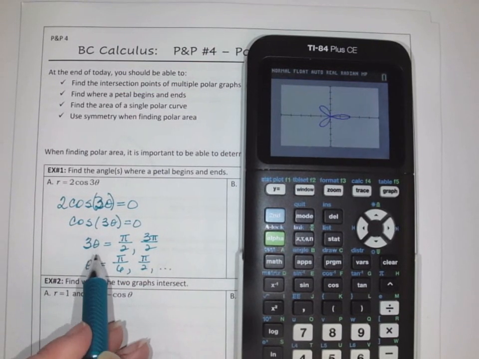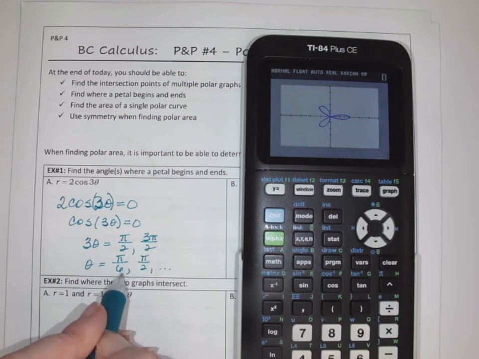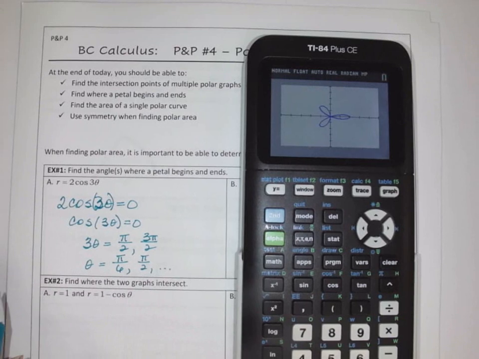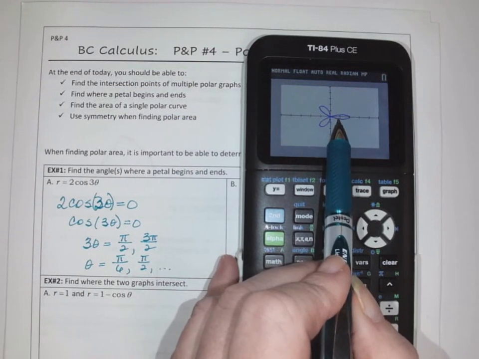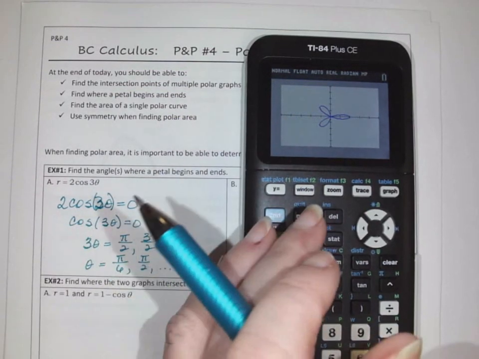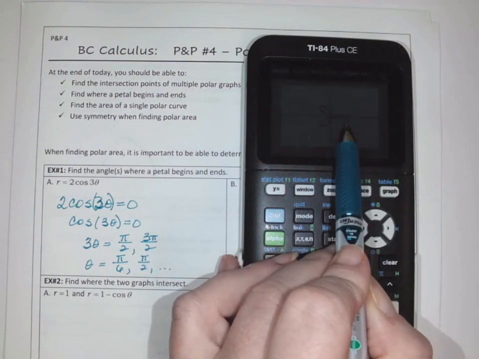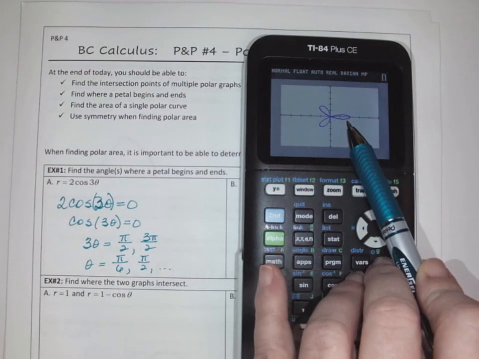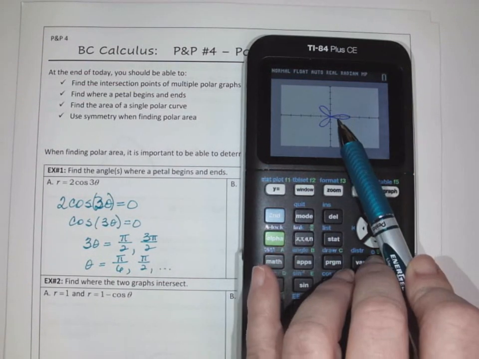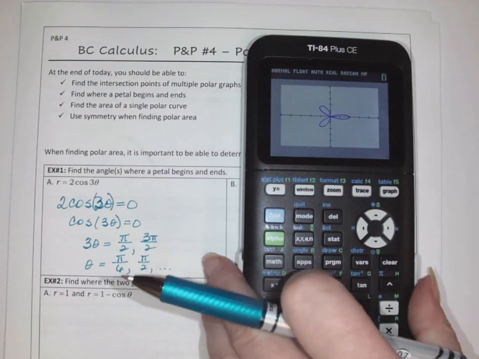So a petal would begin at pi over 6, and there'd be another one that began at pi over 2, and so on and so forth, okay? And a lot of times, if you watch the graph, they don't go in order, okay? So when we graph this, we probably are not graphing this petal on the right first, okay? We're probably graphing something else first, but that's when we'll begin and end with a petal.